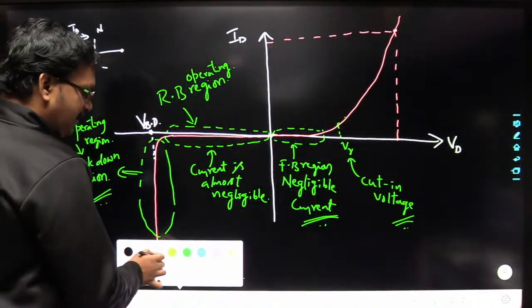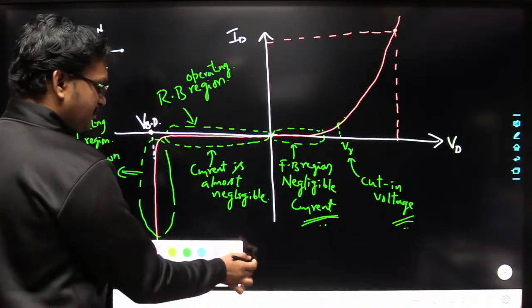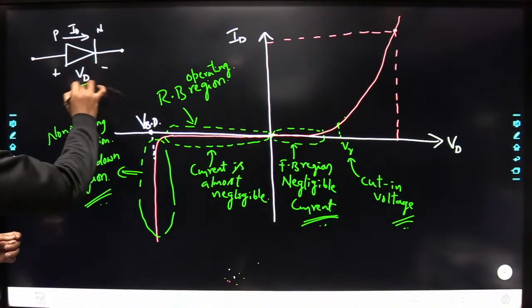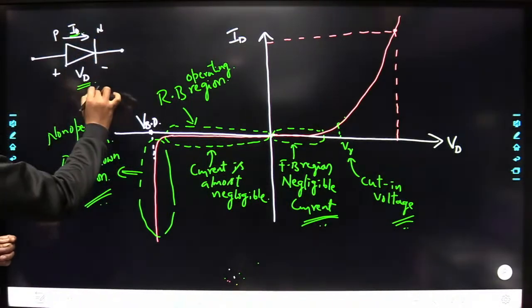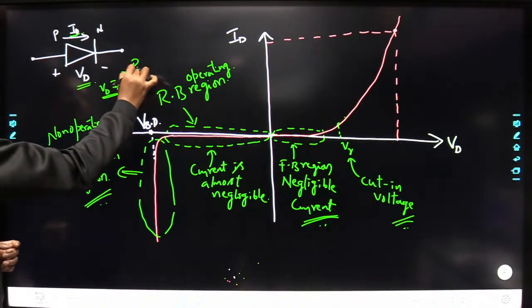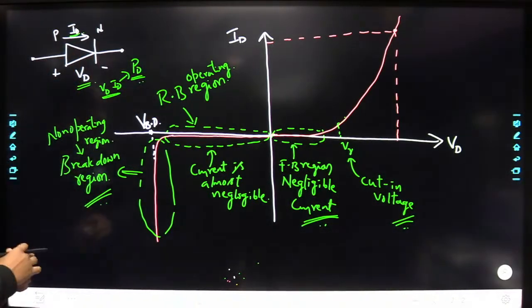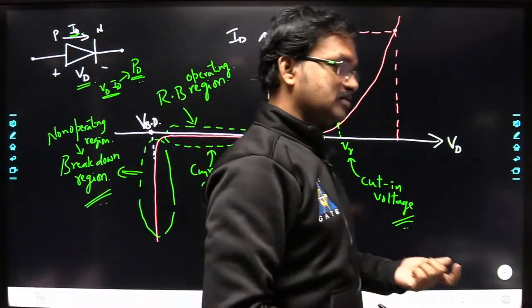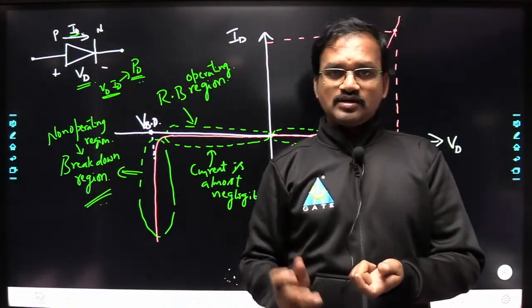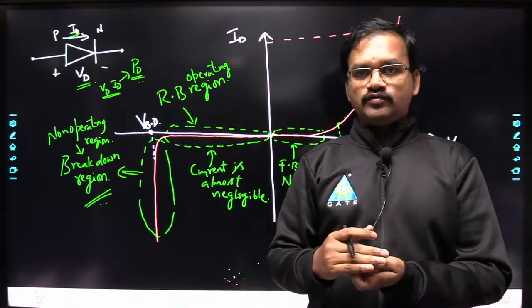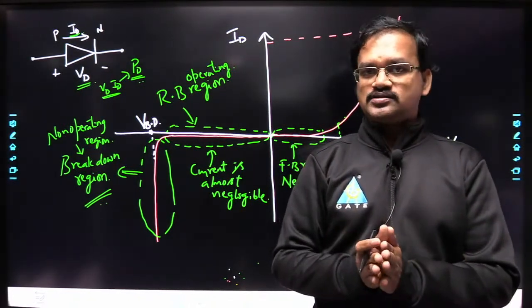Now similarly, see here. You can take any electronic device. So here VD into ID. If you multiply VD into ID, it will give you the power that is dissipated across the diode, right? Whenever you are applying some voltage across a device and some current is flowing through that device, then V multiplied by I is going to give you the power that is dissipated across that device, right?